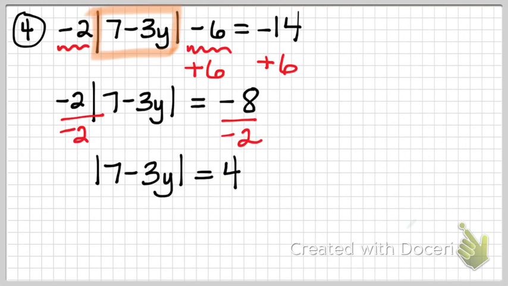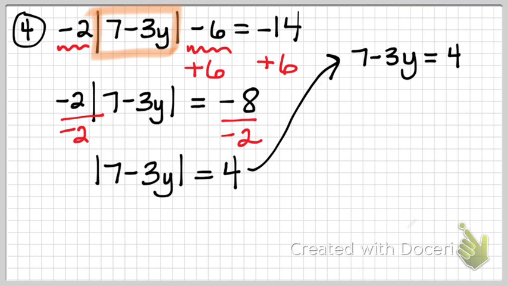Let's separate it. I'm going to write it off to the side. Your first equation is 7 minus 3y equals 4. Go ahead and solve that. Your second equation is 7 minus 3y equals negative 4. So solve both of those equations to get your 2 possible answers.